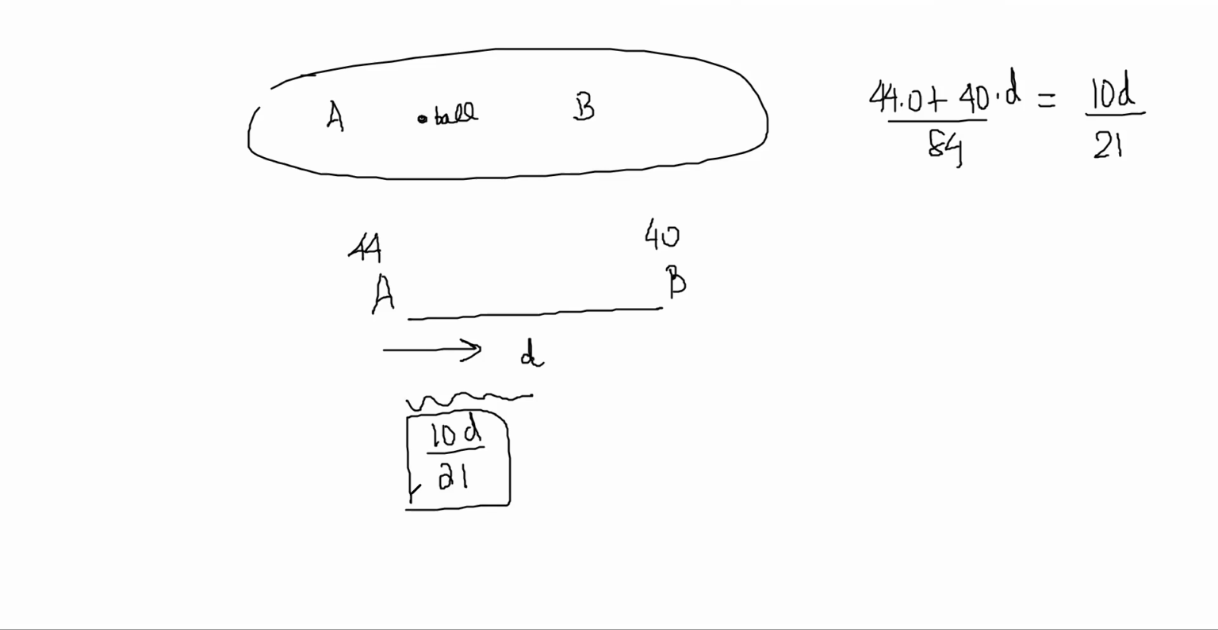There is no external force on it. If you had taken A plus ball as a system, then obviously there is external force from B, since B applies force on the ball. Then it would be different, but this whole thing is going to remain at this position only. So the last answer will be 10D by 21 away from the initial position of A towards B. Okay, got it. What else?